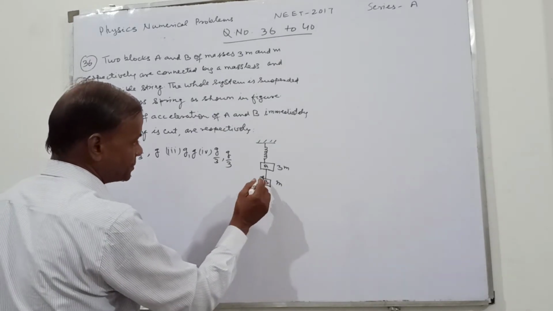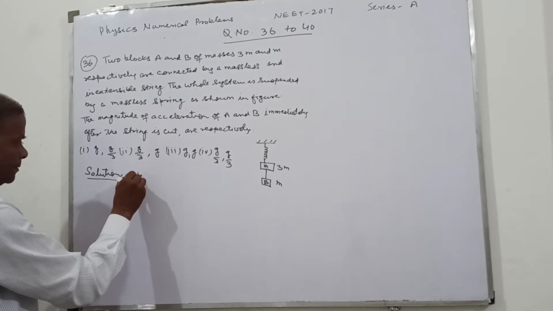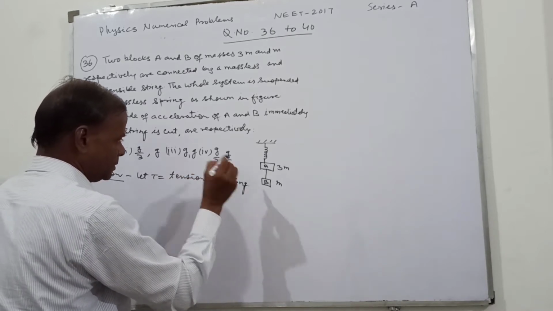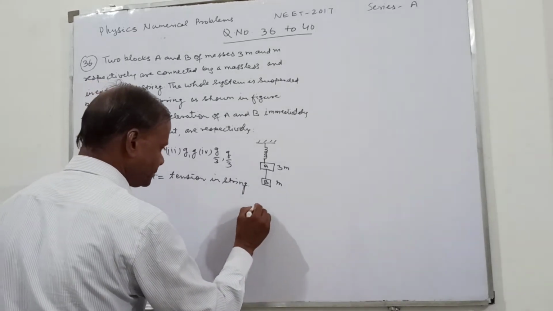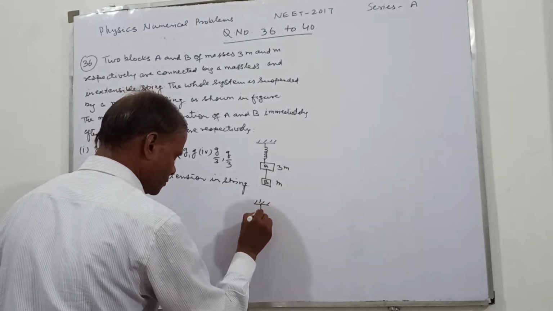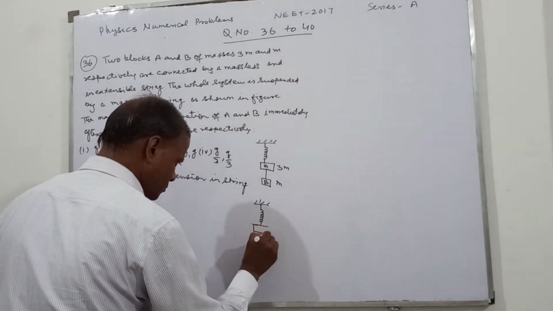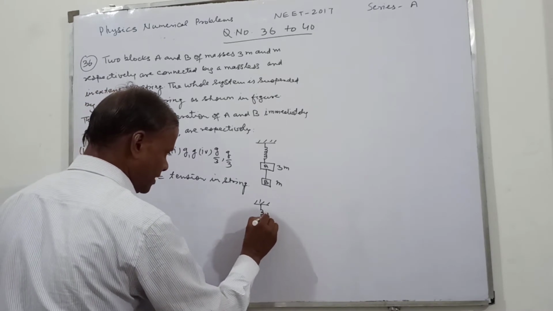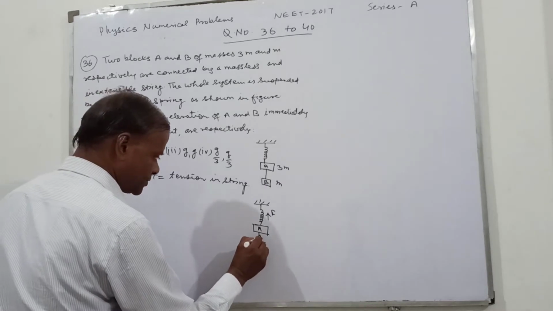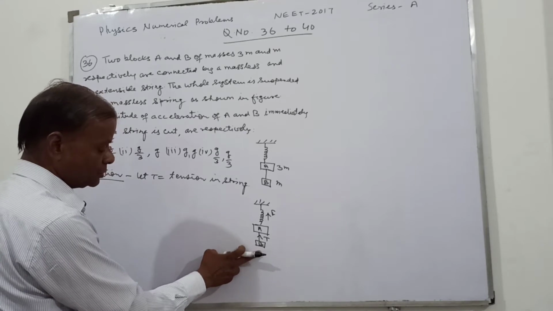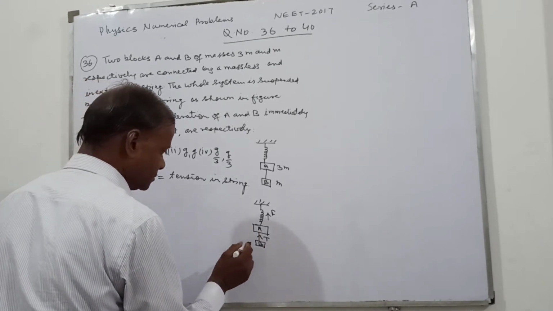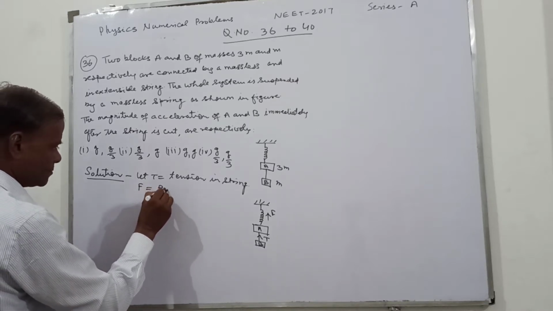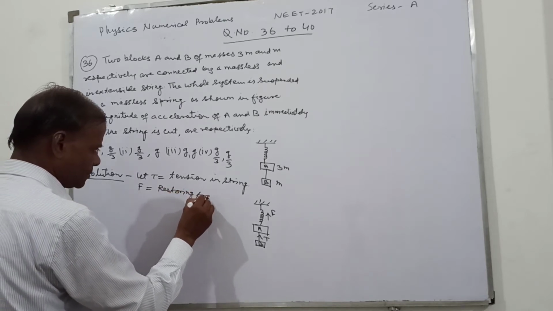Now these are suspended by a string, so this string will have a tension. Let T equal to tension in string. So if we make it once more, this is A, this is B, and here we will have the force F. This is the restoring force. Here the tension T in this string is because of this block, so this will be towards the A, and F equal to the restoring force in the spring.